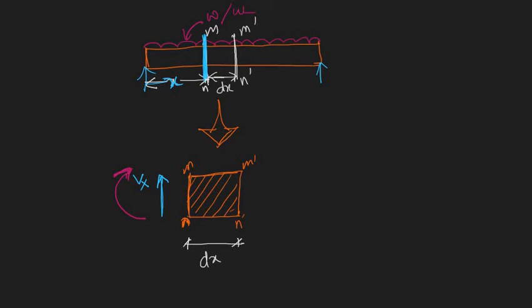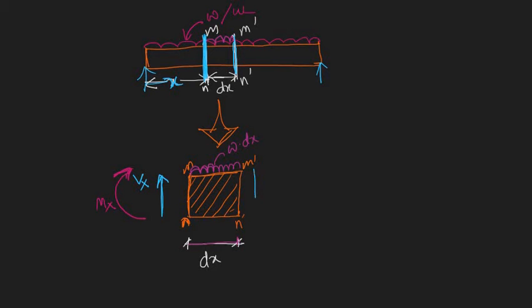This is, let's say, Mx, and in this part we have some UDL acting like this one. This is the w, and the total load is w times dx, because the length is dx. And similarly, you can also find out the shear force in this section.